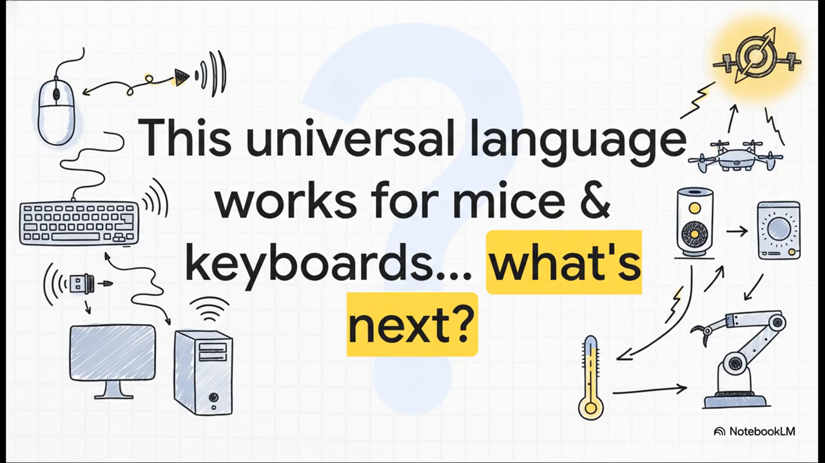And that kind of brings us to a bigger idea, right? This universal language, this HID profile, it completely solved the problem for things like keyboards and mice. It just works, plain and simple. So it makes you wonder, as we get more and more smart devices in our lives, in our homes, in our cars, what else could use a universal language like this? Where do we go from here?